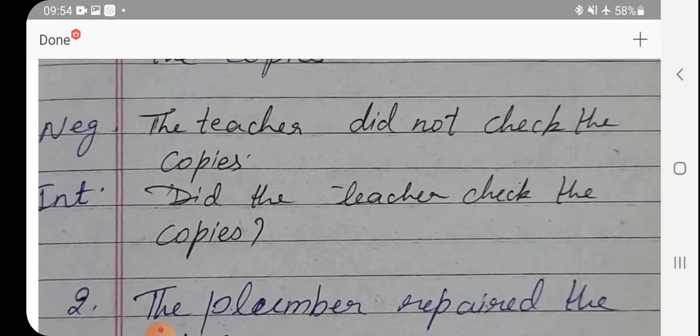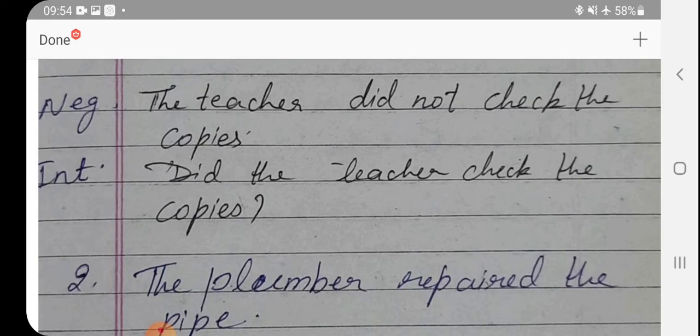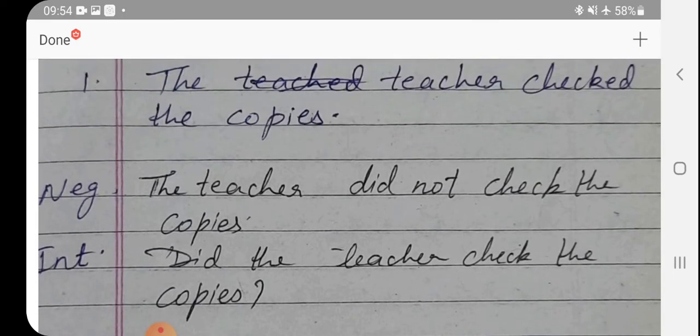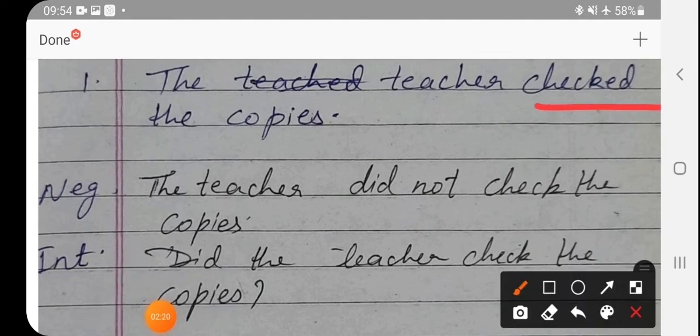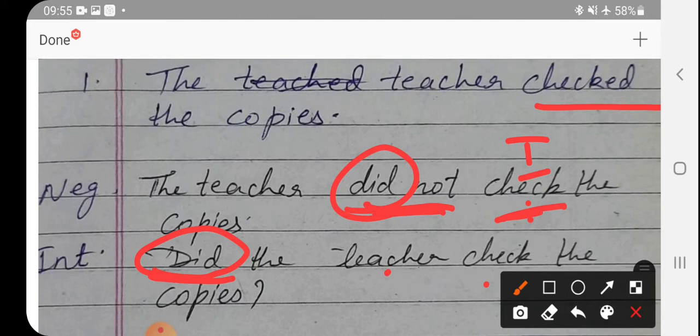Now see the second example. The teacher checked the copies. Teacher is the subject and checked is the second form of check. So when we convert, the teacher did not check the copies, we added did not and the first form of verb. And when we change the same sentence into interrogative, it will begin with did: did the teacher check the copies? This is carried to the beginning and the sentence begins with did.